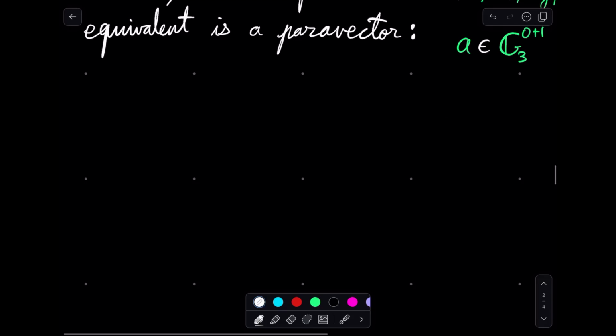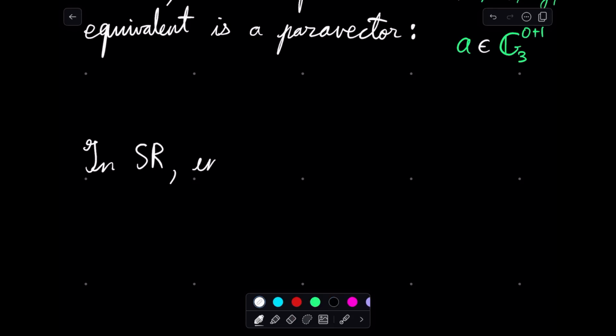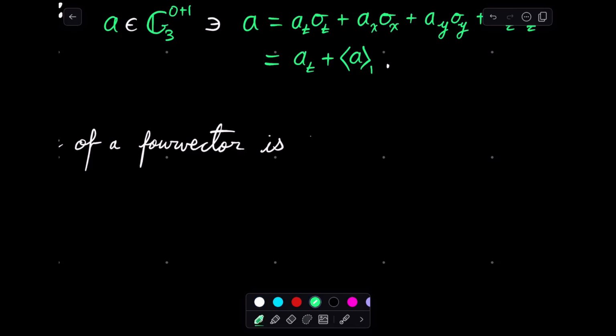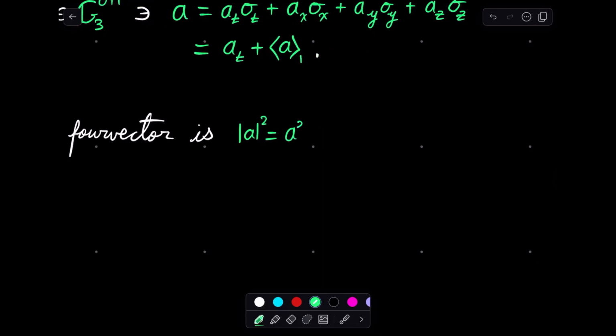Well, in special relativity, we know that the invariant magnitude of a 4-vector is, you have the definition of A squared, which I will just denote A squared, A_t squared minus A_x squared minus A_y squared minus A_z squared.